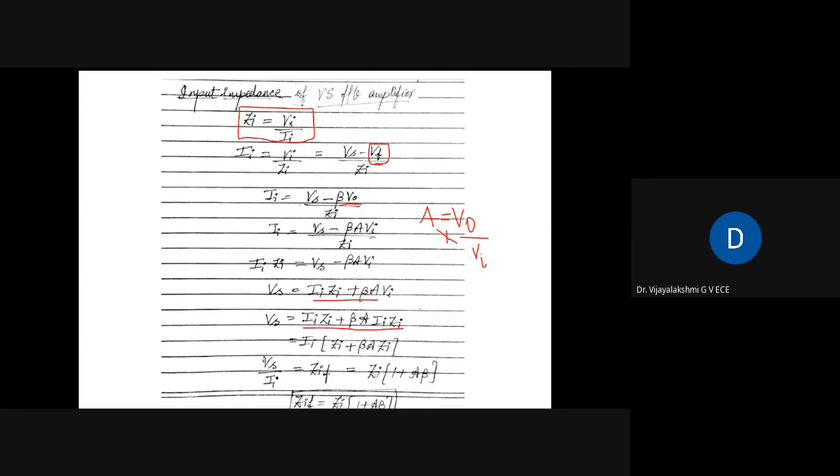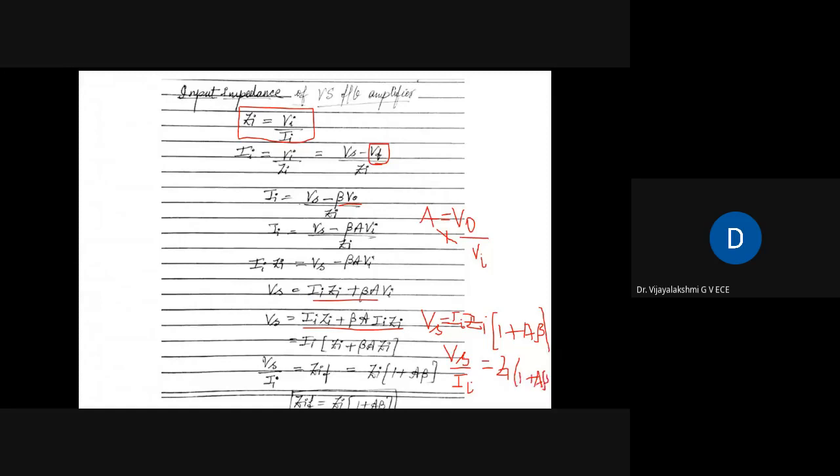So I get Ii into Zi. To take them as common, I get 1 plus A beta. So what is there on your left hand side? I have Vs. So Vs is equal to Ii into Zi into 1 plus A beta. Now I am trying to find out the input impedance, right? So I take the ratio of Vs divided by Ii, which is equal to Zi into 1 plus A beta.